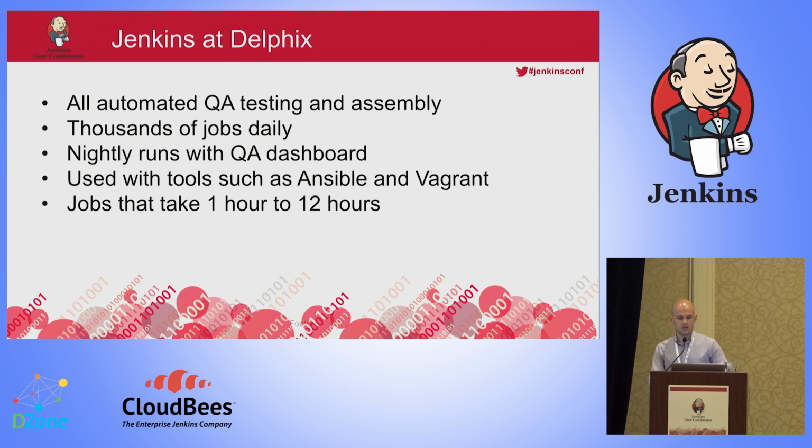And we also use, it's important to point out, a bunch of other different tools. Two of them I wanted to mention were Ansible and Vagrant. We use a lot of virtual machines for our testing, and these are integrated with Jenkins as well. And then the jobs can take 1 to 12 hours. So typically pre-commit, or your code check-in, will take about an hour to run all of those tests, but then we also have nightly runs that take about 12 hours to run.